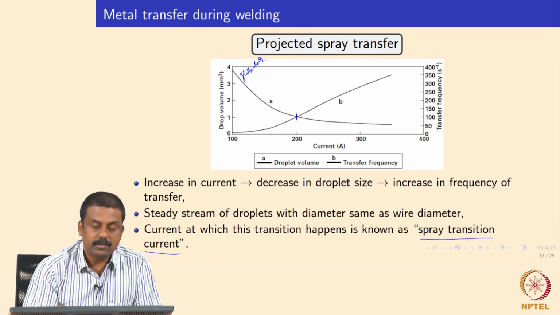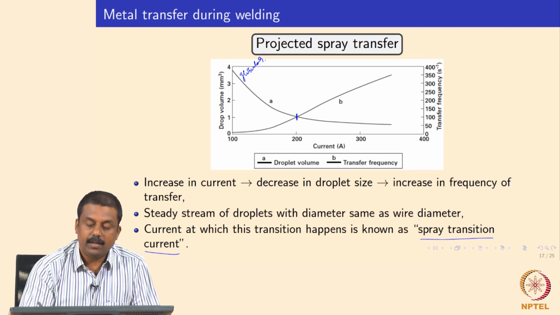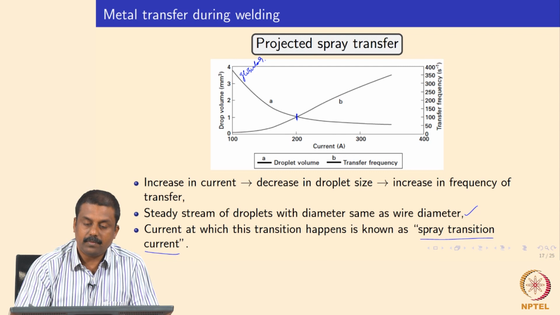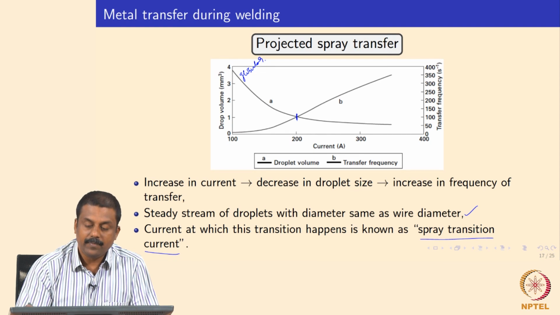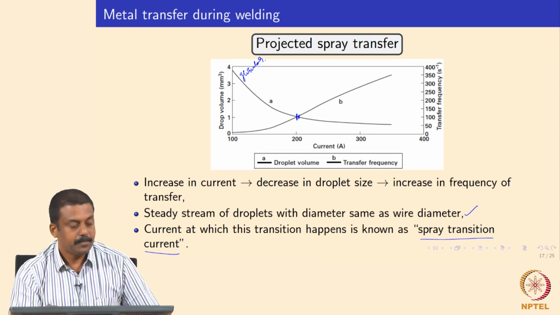Okay, so the ideal situation of the transfer is when a steady stream of droplets with a diameter the same as the welding wire diameter transfers from the electrode tip to the workpiece. That is the stable condition we always aim for, and that generally happens just above your spray transition current.